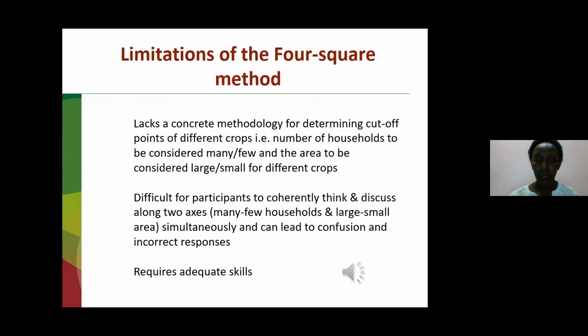Then secondly, it's difficult for participants to coherently think and discuss along the 2 axes that we've looked at. We have many versus few households, as well as large versus small area. It can easily lead to confusion and incorrect responses from the participants. Then lastly, this method requires skill.